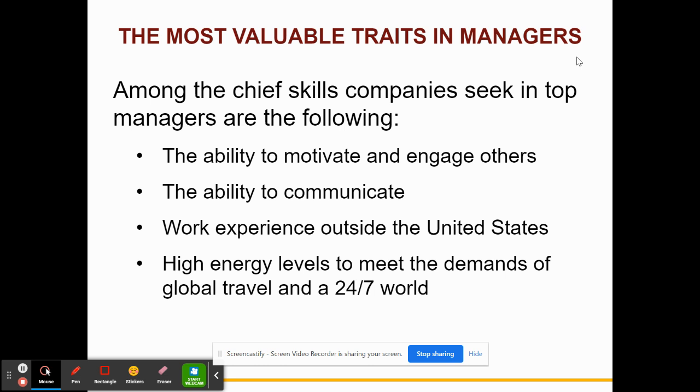So as the world becomes more global, as transactions across borders and across oceans become more prevalent, more accepted, more common, that work experience outside of the U.S. becomes really key. And the biggest reason for that is the cultural differences between nations, right?